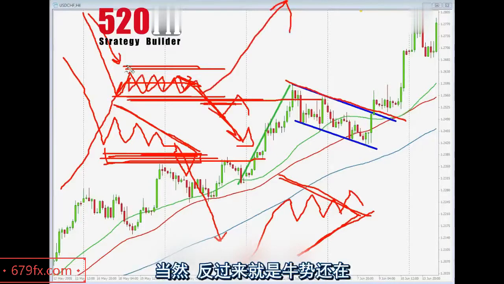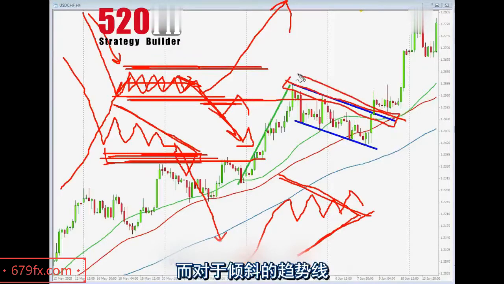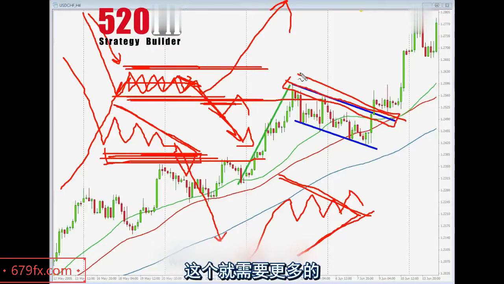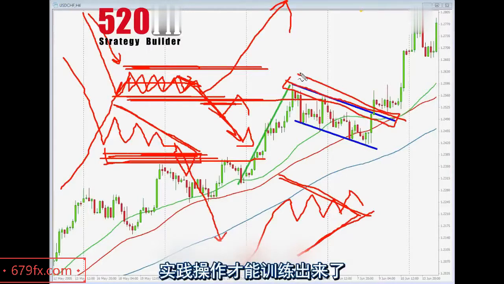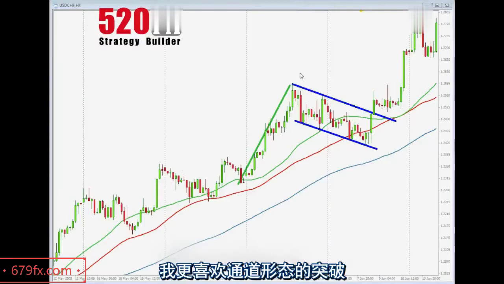But like I say, you have a very clearly defined level to keep an eye on. When you have a sloping trend line, it's not so easy to keep track of where the retracement should go or not. That's where screen time, practice, and experience come in. But like I say, in my personal experience, I prefer to trade range breakouts than flag breakouts.